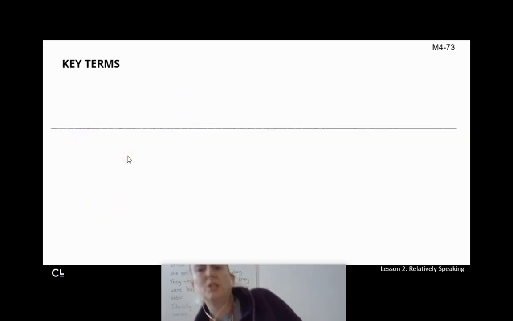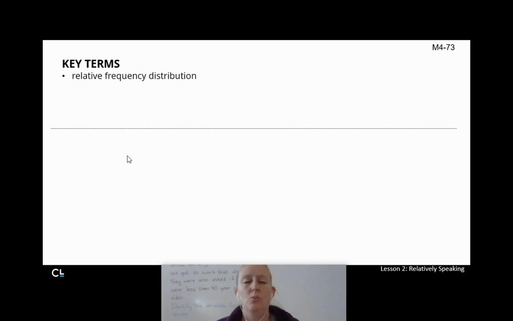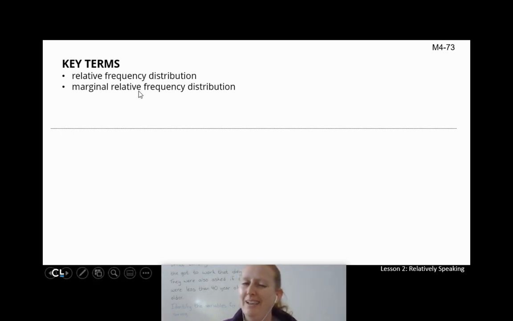So our key terms as we go into this today is, of course, relative frequency distribution. We've done frequency distributions. Now we're going to go into relative frequency distributions. Marginal relative frequency distributions. We've done marginal frequency distributions. Now we're going to do marginal relative frequency distributions. We're just adding an extra word, and really that just means one extra step.